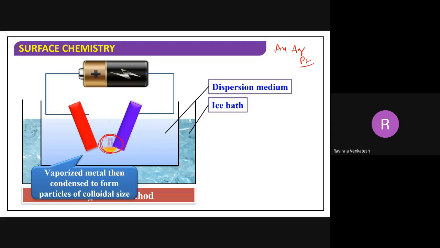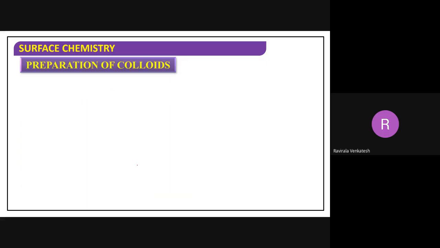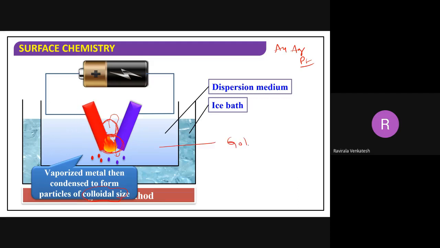So both anode and cathode are getting vaporized because of heat. And these vapors come back into the liquid state, in which size? Colloidal size. These vapors convert into liquid state by condensation and form colloidal size. Therefore, you are going to get a sol. If we take gold as electrode, we get a gold sol. So this is called Bredig's arc method.